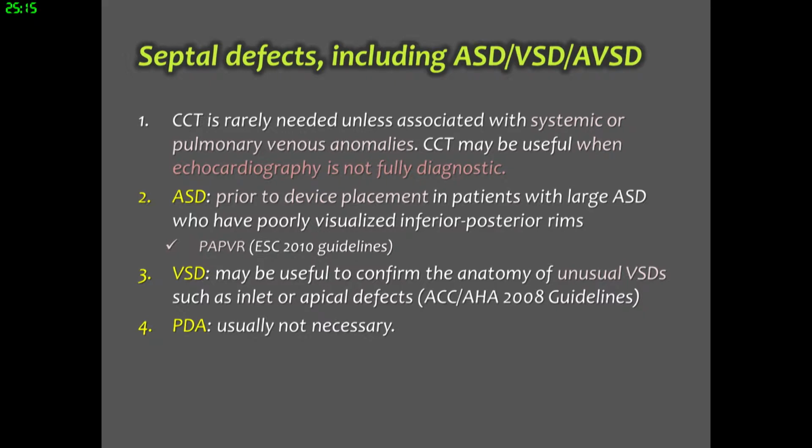CCT may be considered prior to device placement in patients with large ASD who have poorly visualized inferior posterior limbs on echocardiography. CCT can serve as an alternative, particularly for RV volume overload and pulmonary venous connection. CCT may be useful to confirm the anatomy of unusual VSDs, such as inlet or apical defects not seen by echocardiography. CCT is usually not necessary to diagnose a PDA.